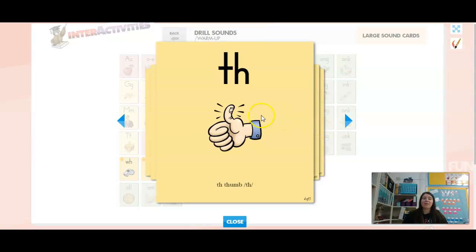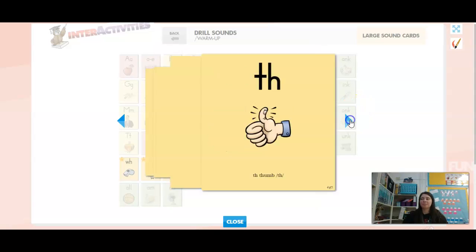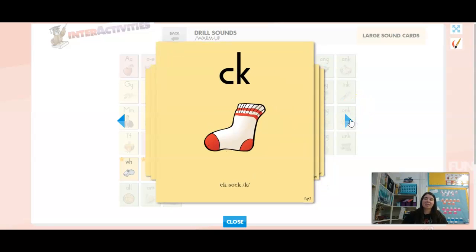Our next digraph is TH, like as in thumb, and it makes the th sound. And our last digraph is the CK digraph, like in sock, and it makes the k sound. So these are all of our new digraphs.